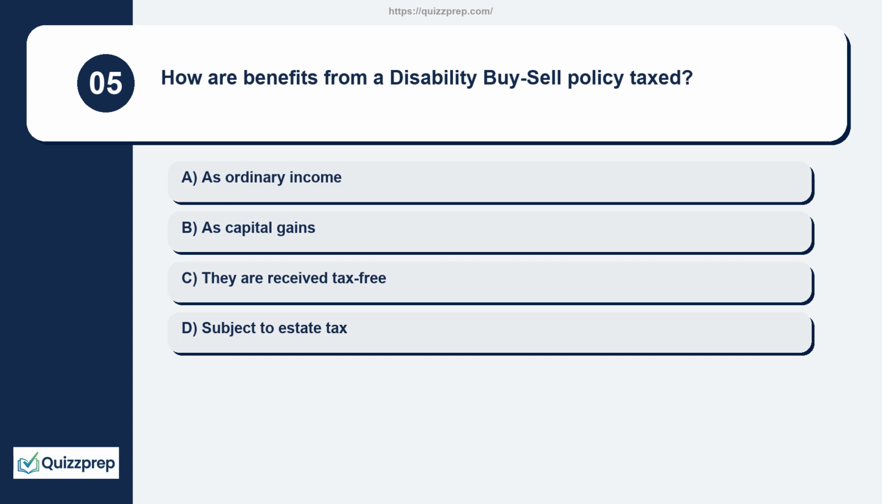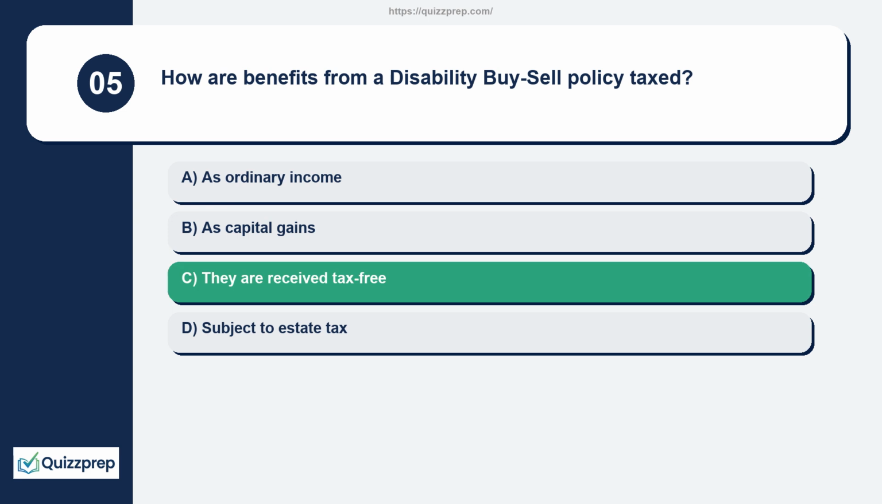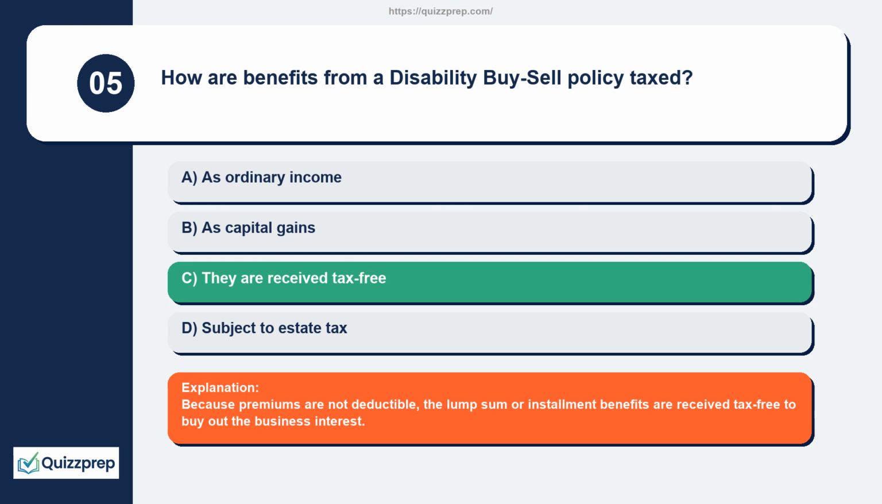Question 5. How are benefits from a disability buy-sell policy taxed? As ordinary income, as capital gains. They are received tax-free, subject to estate tax. Because premiums are not deductible, the lump sum or installment benefits are received tax-free to buy out the business interest.